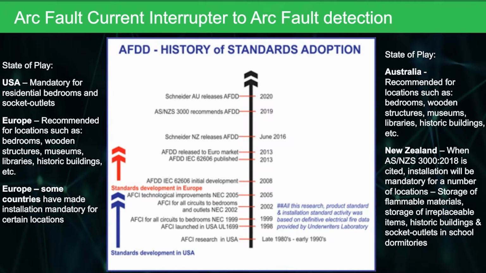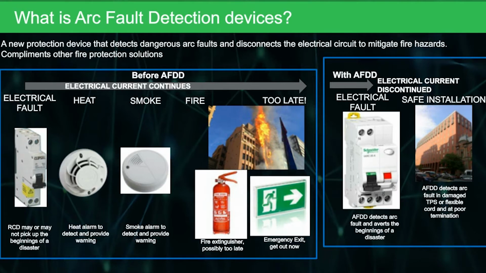What is an AFDD? The next slide is to try and give you a bit of an overview of how these units work. Essentially, they detect an arc fault in damaged TPS, flexible cord, so cord extension sets, or maybe even poor termination at the back of a socket outlet or whatever in a circuit. And these are applied to only one circuit, one final sub-circuit. They don't get used to cover a whole installation. You need an AFDD to each circuit.